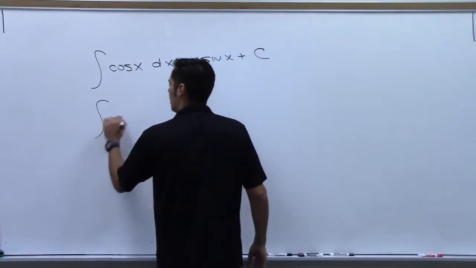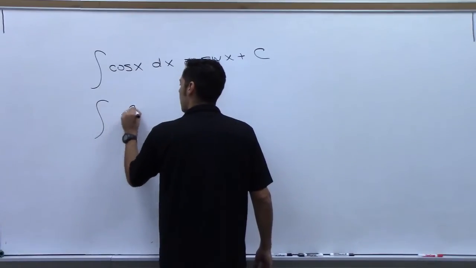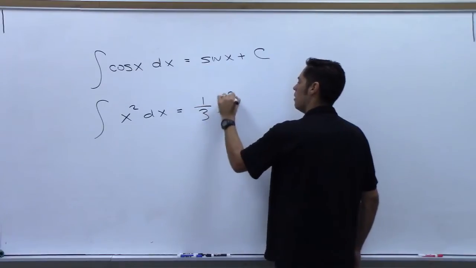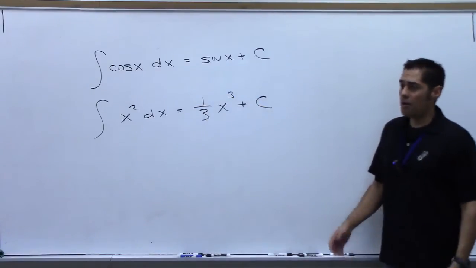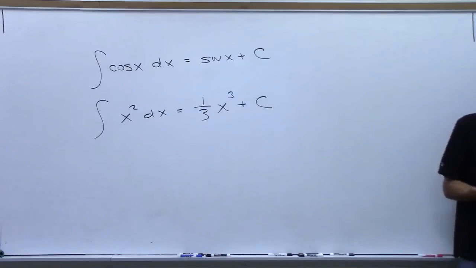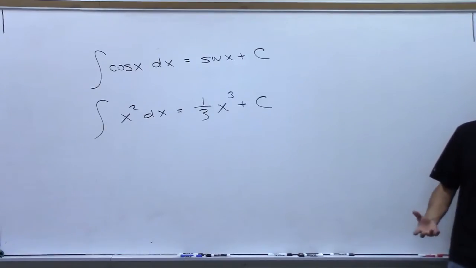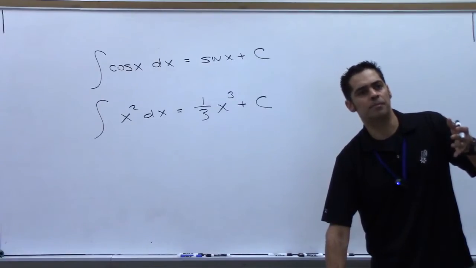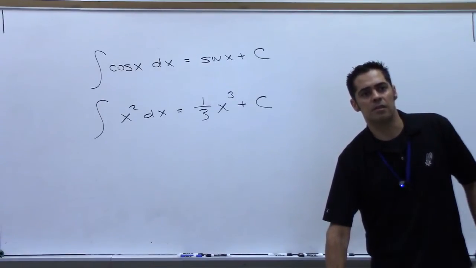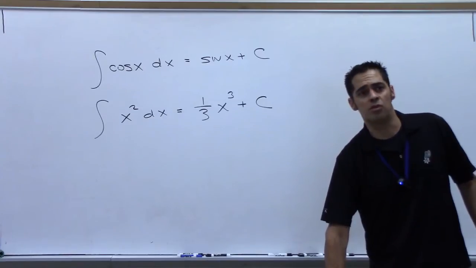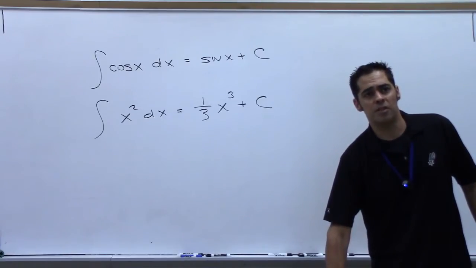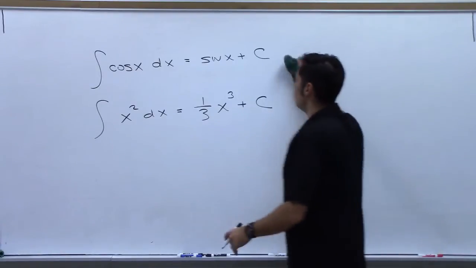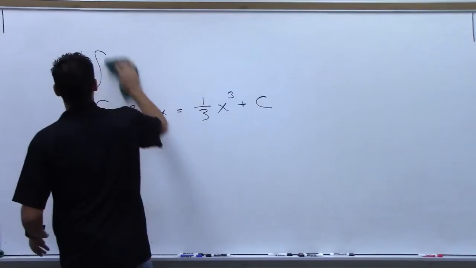Or if it was something like x squared dx, we can do that using the power rule. Other than that, though, we don't really have anything else. We have no other method. And so this thing we're about to do is called u substitution. I'm going to give you a strategy for it. But before we talk about the strategy, I want to show you why it is that we need it.